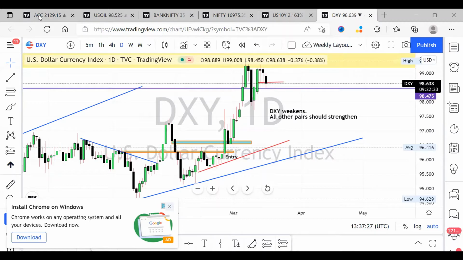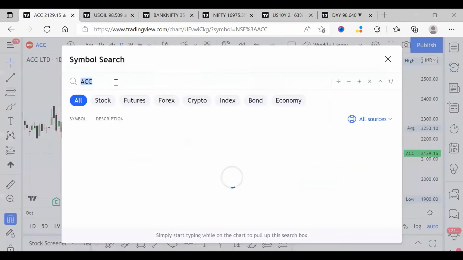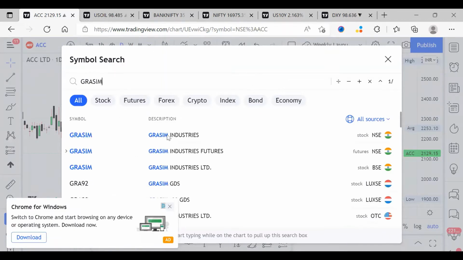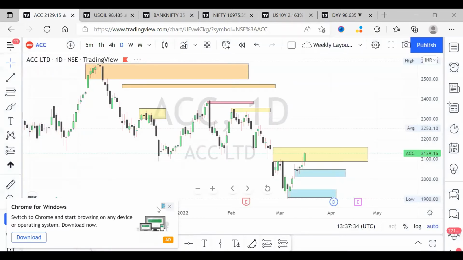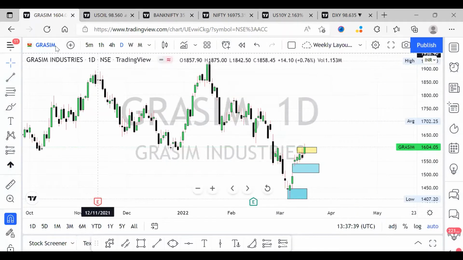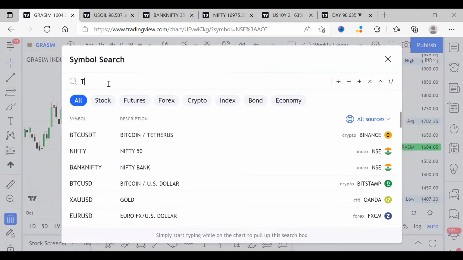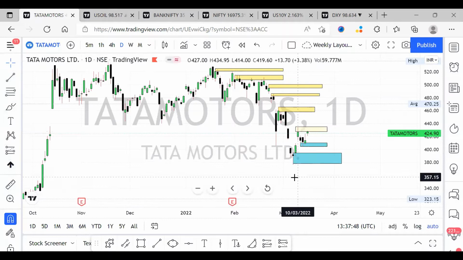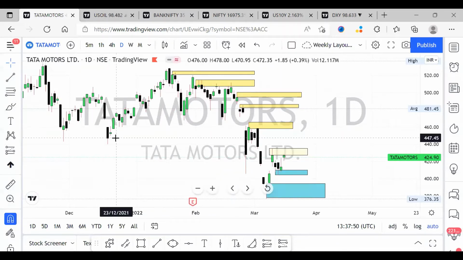Look at how ACC is doing. If we look at another pair, Grasim Industries, look at how this is in a buying zone. If we now look at Tata, we're all in buying pressure. You must understand this. This is a form of art.